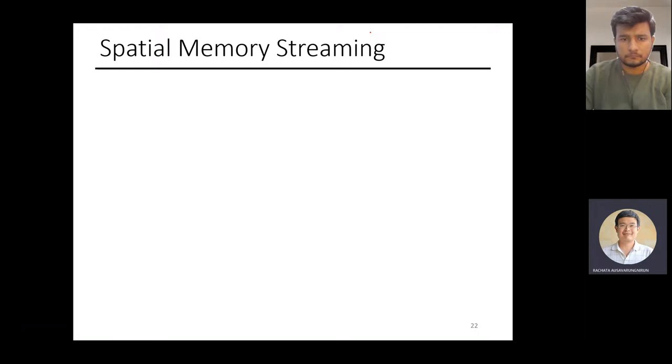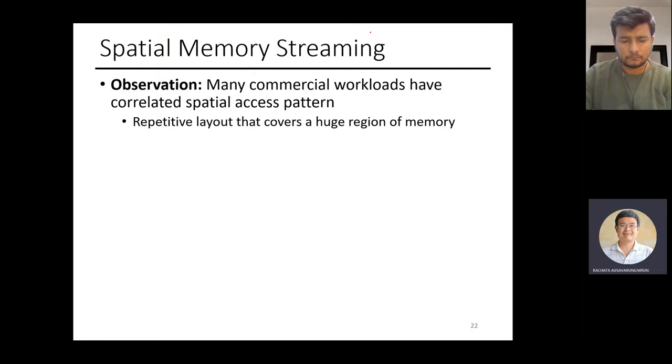One way that has been proposed is called spatial memory streaming. The observation from the paper is, if I run a commercial workload like a database or key value store, these are common commercial workloads that get run all the time in most computer systems, you will see repetitive layouts that cover a huge region of memory. You cannot store all these patterns in the most naive sense. If you do it naively, you will run out of memory.